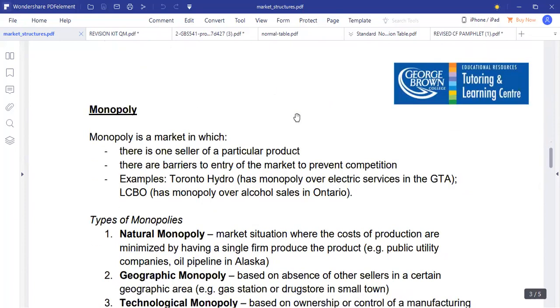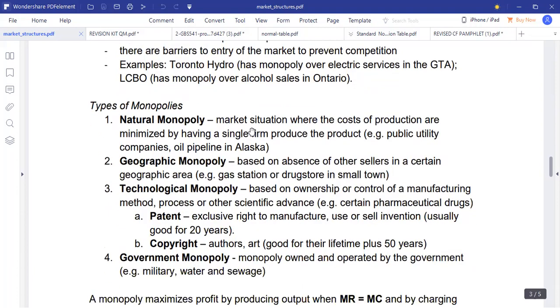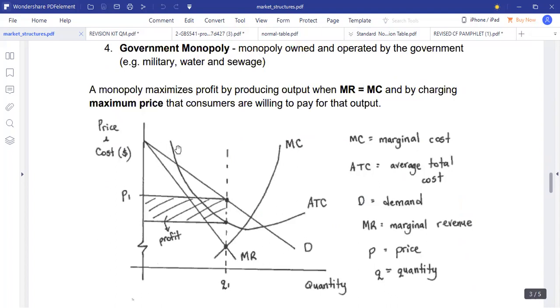And the other market structure which you need to know is a monopoly. A monopoly like Zesco, where there's only one major seller or supplier of the product. There are heavy barriers to entry to prevent competition, right? Monopolies can come natural or geographical, or because of technological advancement, or government monopoly. So the curves look like this.